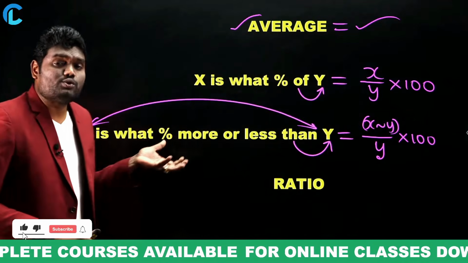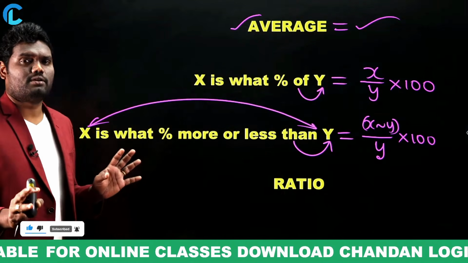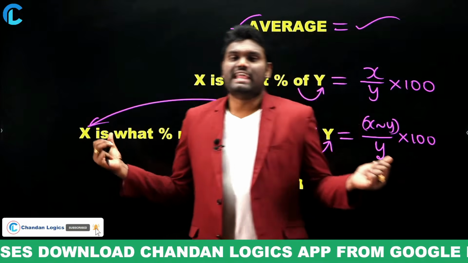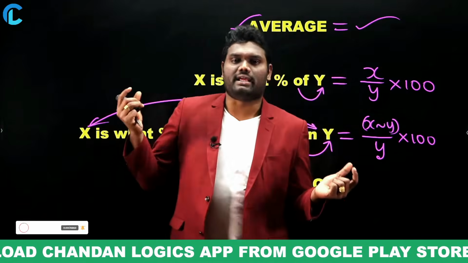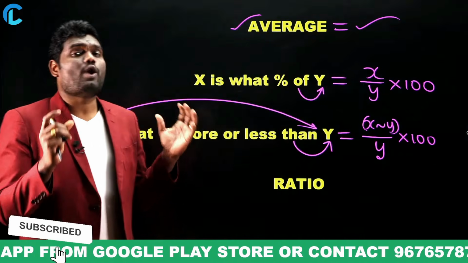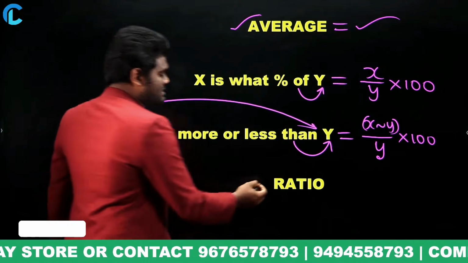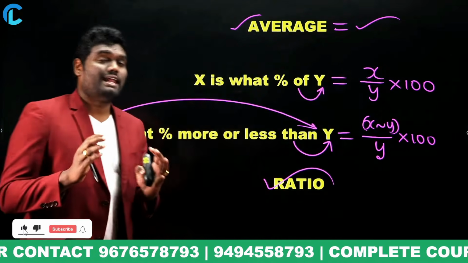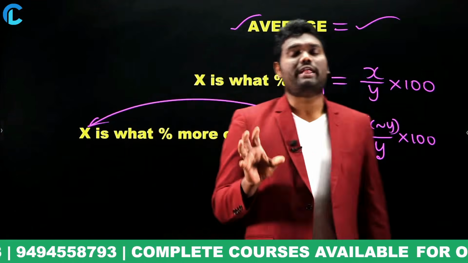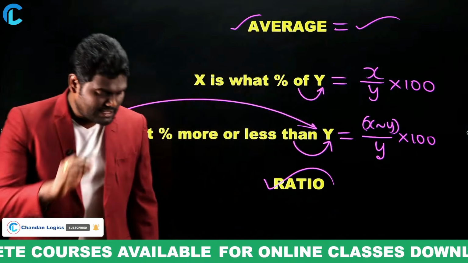If the value is more, you will say more. If the value is less, you will say less. Very simple. Just what you have to do is difference by Y into 100. Difference means here X, Y I am comparing. So difference between X and Y divided by Y into 100. Is that clear? And one more basic is you just need to know how to calculate ratios. Calculating ratios is also very important whenever you're trying to solve questions from data interpretation. These are the basics.